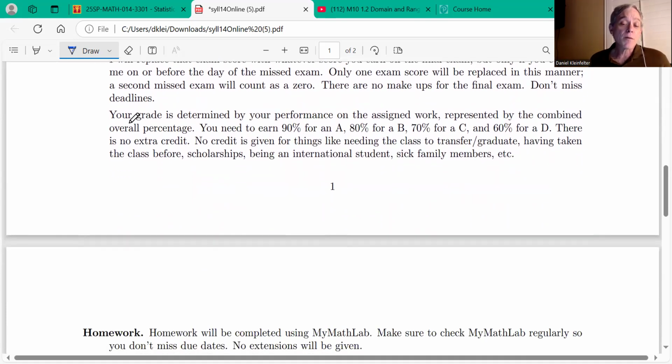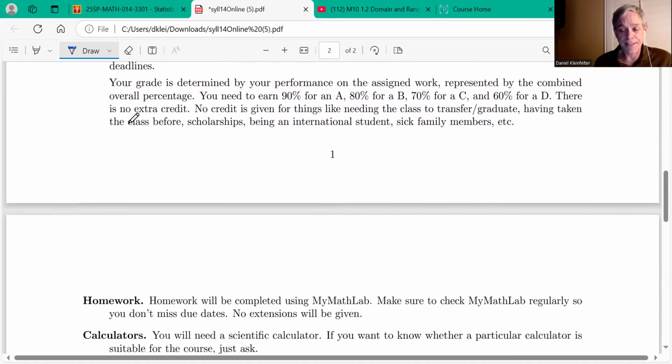Your grade is determined by your performance on the assigned work. COD doesn't do plus/minus grading, so it'll be 90% for an A, 80% for a B, and so on, as shown. There's no extra credit. I don't give credit for non-academic things like needing the class to transfer or graduate, having taken the class before, scholarships, being an international student, athlete, sick family members, or anything like that. I think it's most fair to base people's grades on their performance in the class. And so that's the criterion that we'll use in assigning grades.